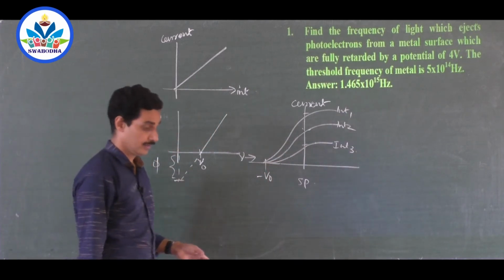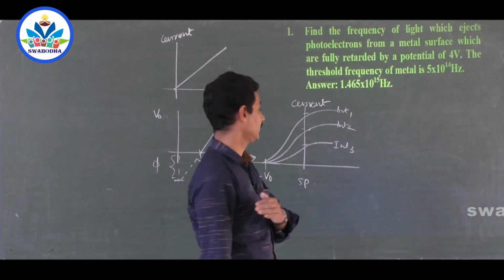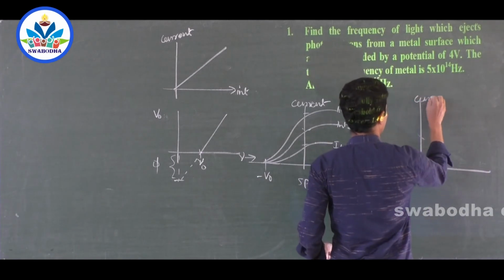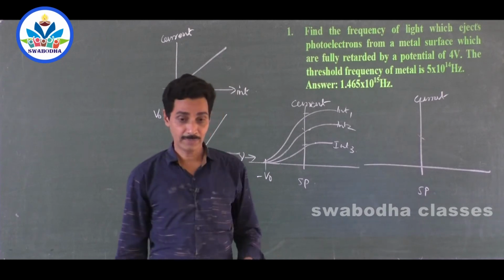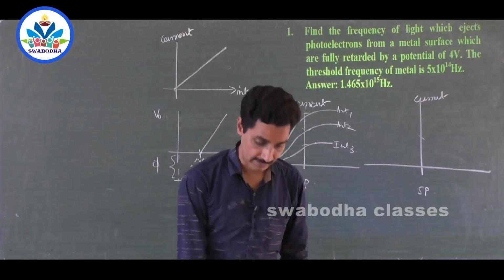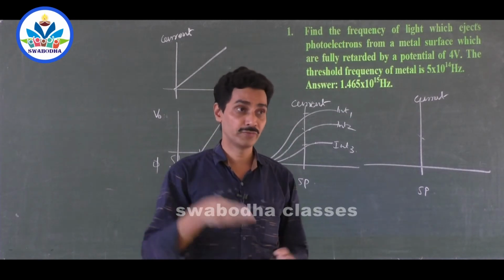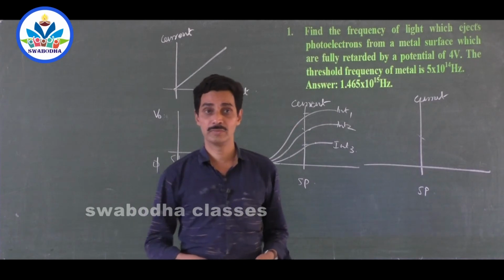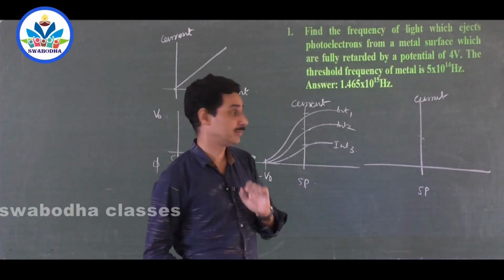Last graph. Different frequency, photoelectric current versus stopping potential. That means you are increasing more and more frequency, more and more energetic photons, you know it. When more and more frequency light is incident, more and more energetic photons will be falling, and they will be liberating more and more kinetic energy electrons. Stopping potential will be more and more.